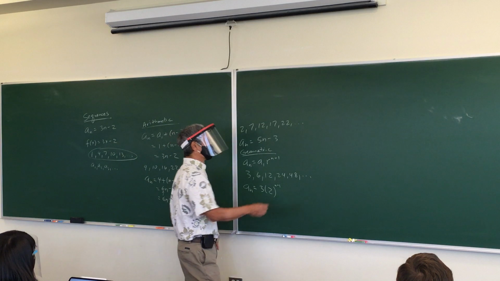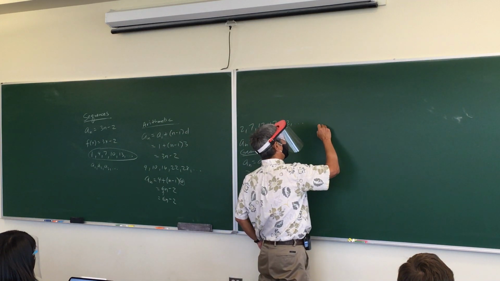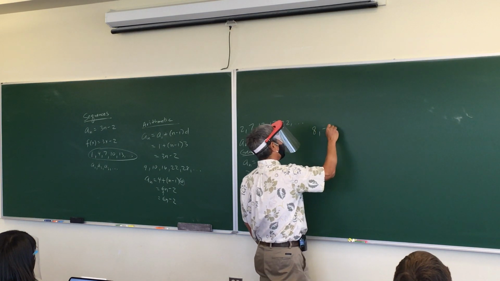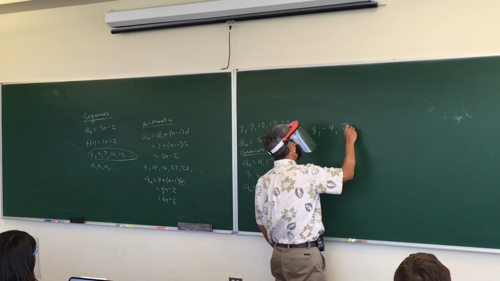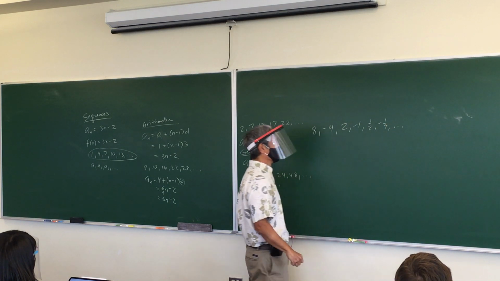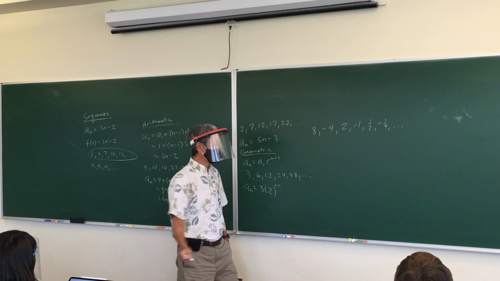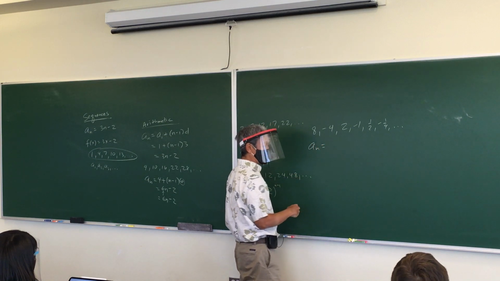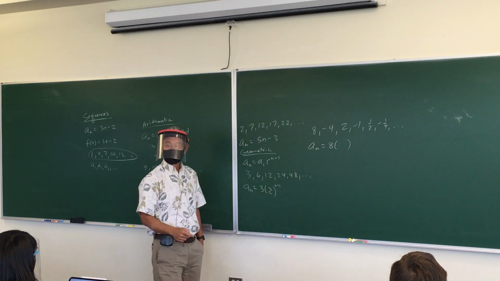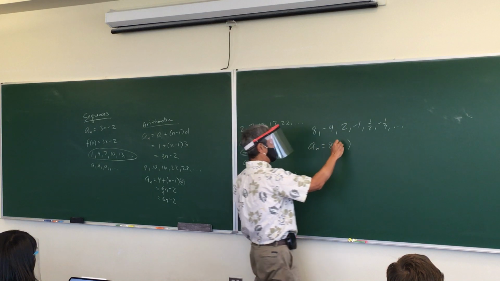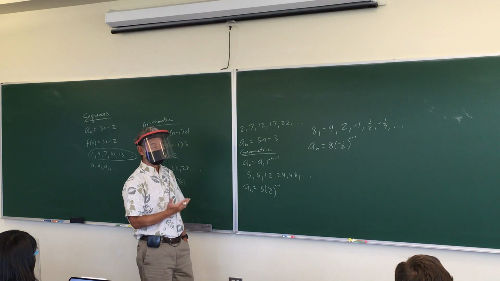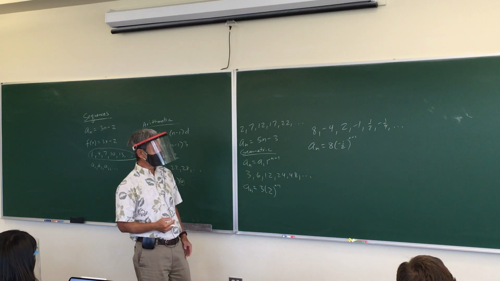Okay, let's look at another geometric sequence. How about something like this? 8, negative 4, 2, negative 1, 1/2, negative 1/4, dot, dot, dot. What is the explicit formula for this sequence? Well, a sub n equals, what's the first term? 8. What is r? What number do I have to keep multiplying by to get the next term? Negative half to the n minus 1. And that's the formula. But of course, if you can simplify it, you should simplify it, because can't that be simplified?